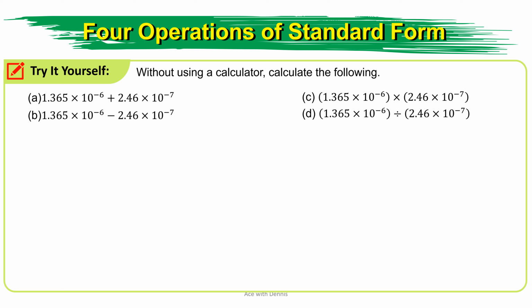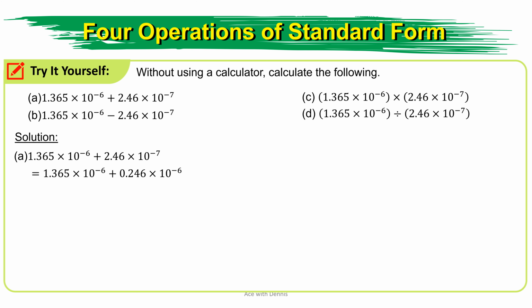Alright, here's the solution. A. 1.365 times 10 to the power of negative 6 plus 2.46 times 10 to the power of negative 7. We need to standardize the power of 10, and we will choose the larger power, which is negative 6. Therefore, for this case, it is 1.365 times 10 to the power of negative 6 plus 0.246 times 10 to the power of negative 6.